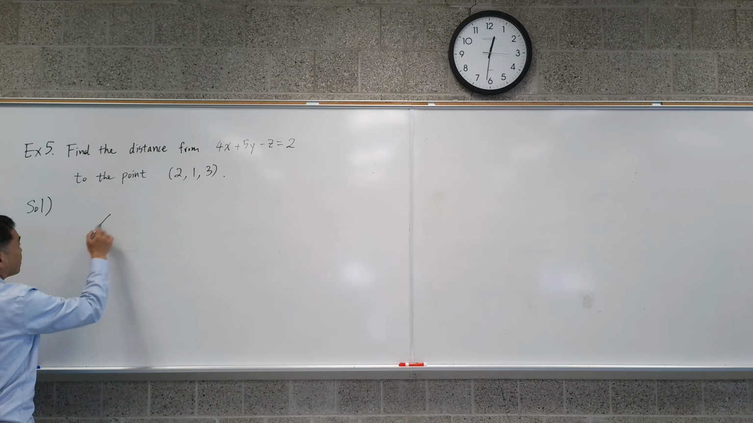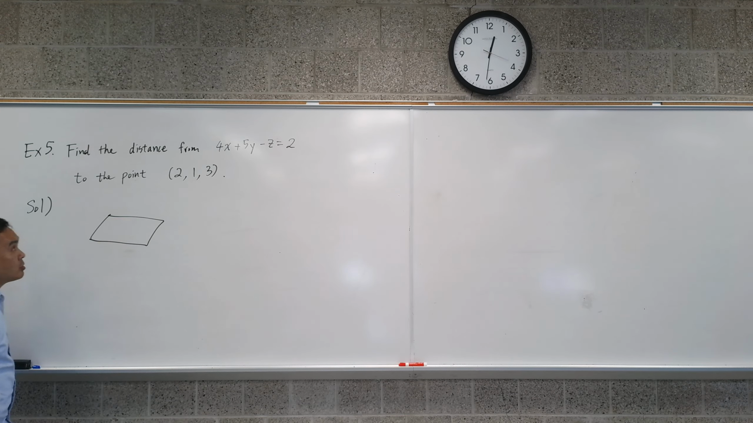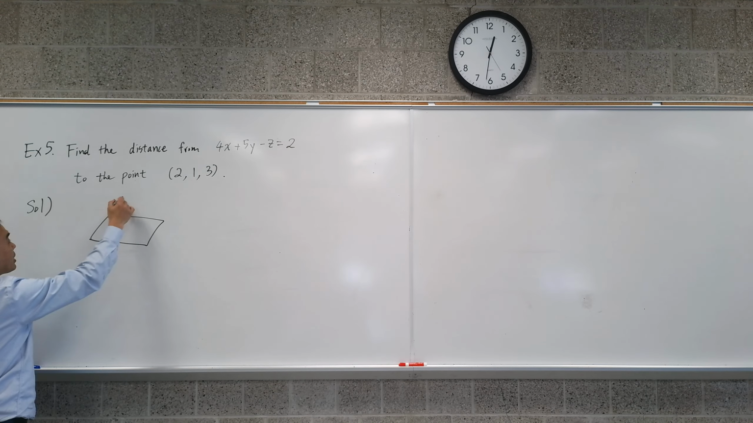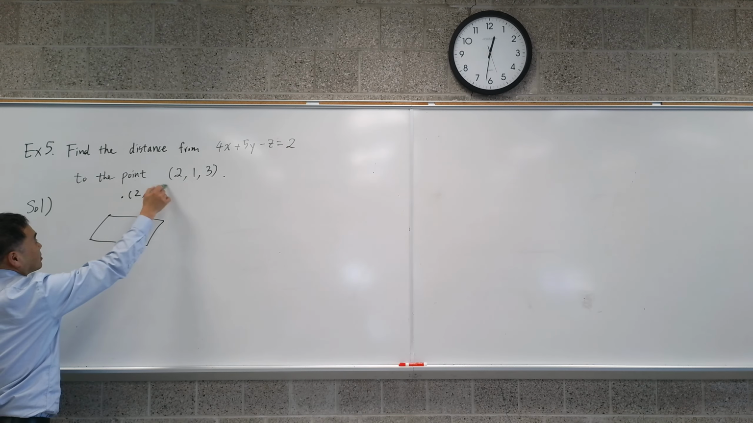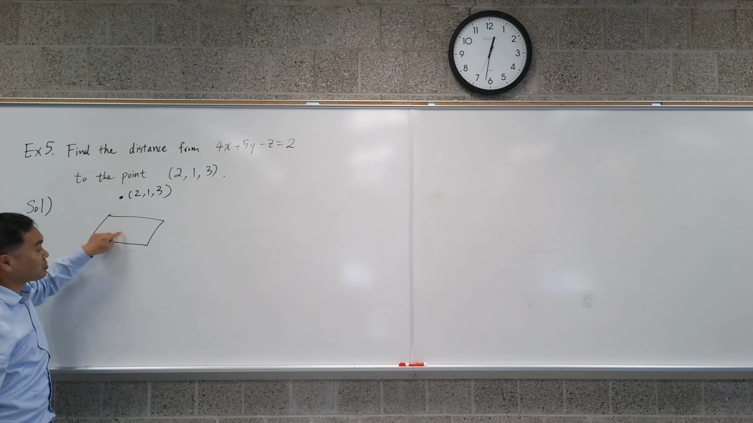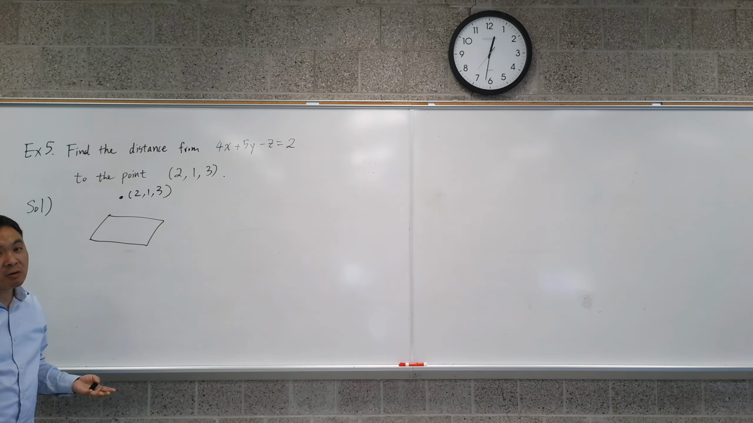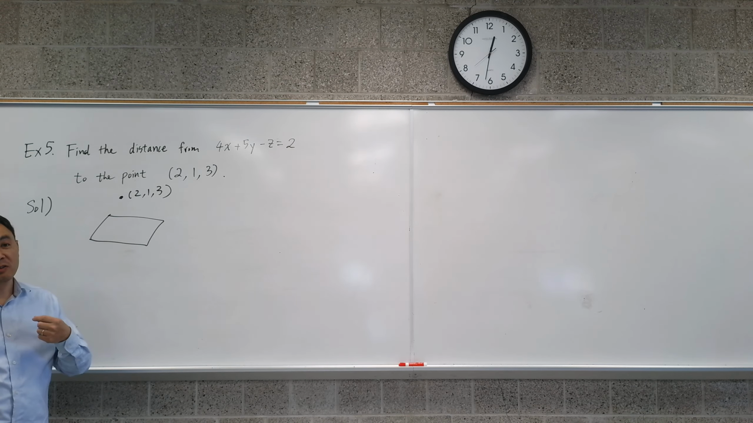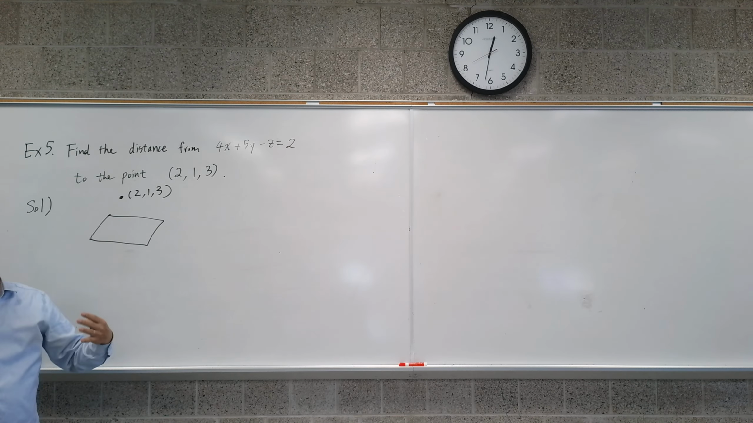So here's a plane, 4x plus 5y minus z equals 2. Right? And you have some point outside of the plane. Okay. Now, how do you define the distance between a point and a plane? Well, a distance is the closest distance. That's what it means, right?